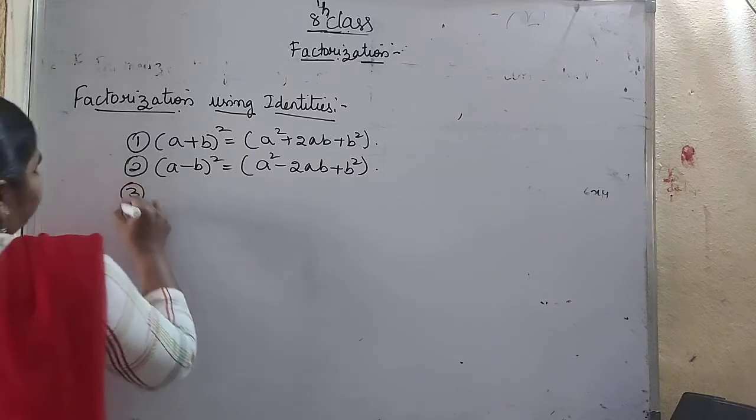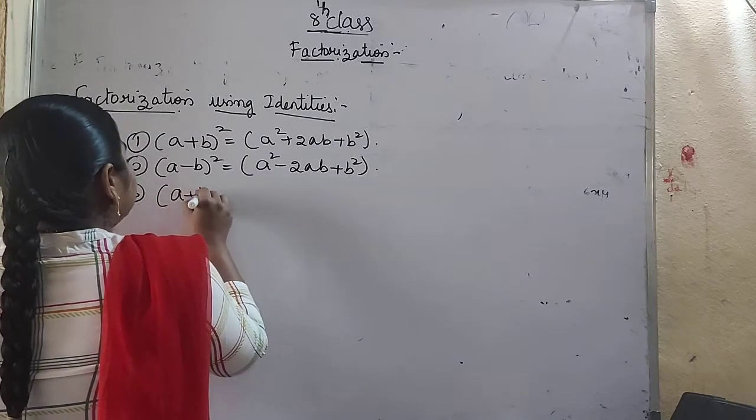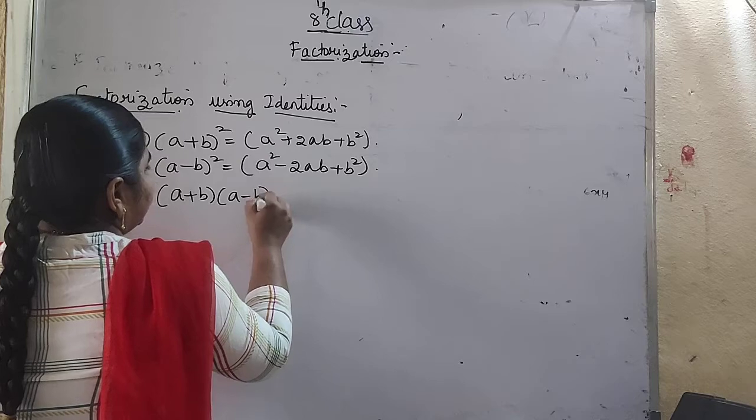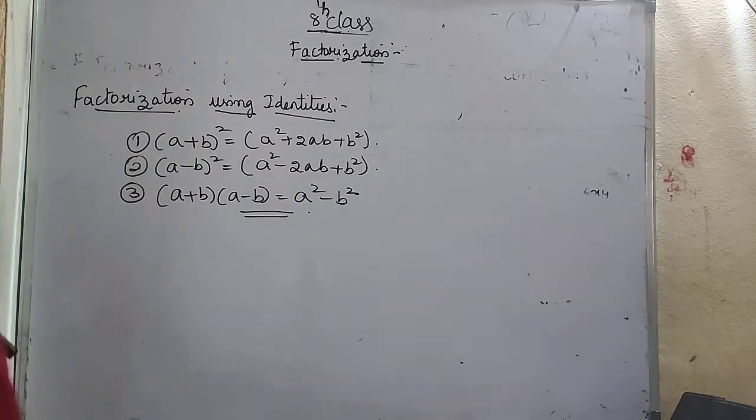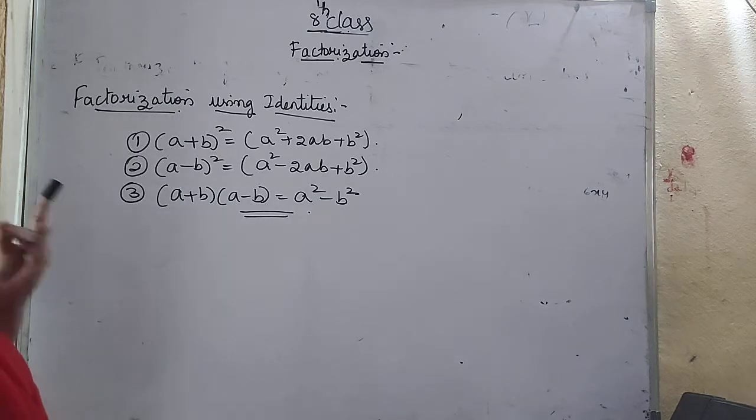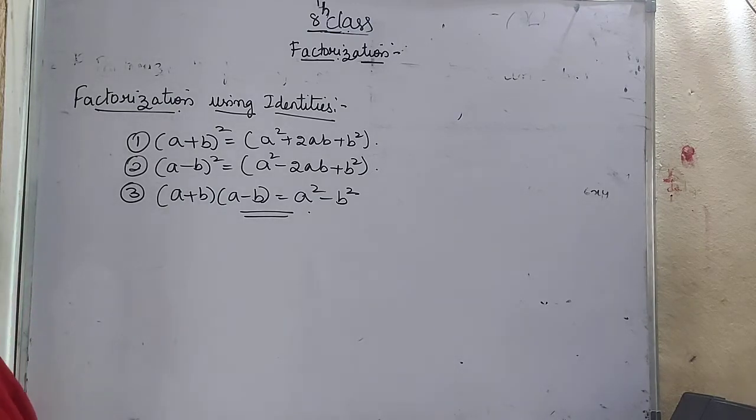And the third identity we are using is (a plus b) into (a minus b) equals a square minus b square. So this is the third identity. Now by using these three identities, we can factorize the terms.